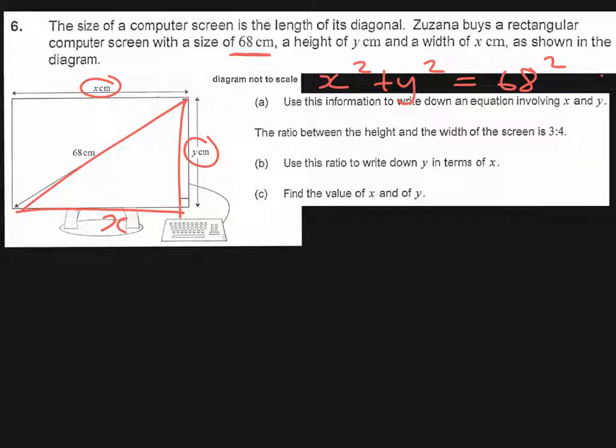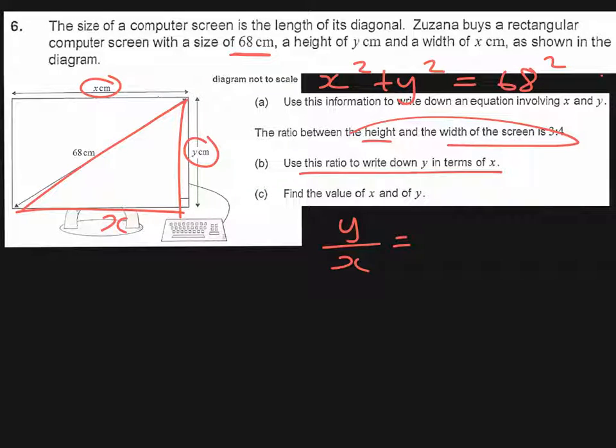In part B, we're told that the ratio between the height and the width of the screen is 3/4, and we're asked to use this to write down y in terms of x. So we know that the ratio of the height to the width is 3:4. So in effect, we've got this relationship here, which we can rewrite to give us y is equal to 3/4 x.